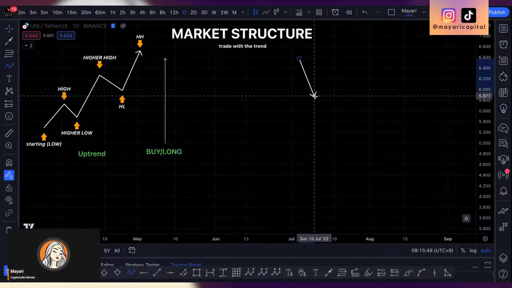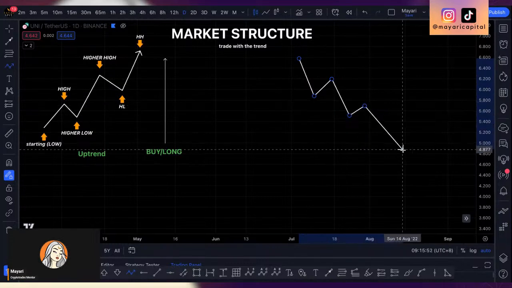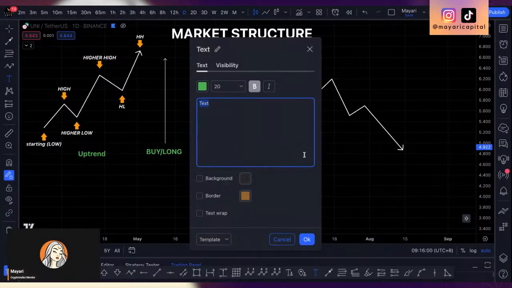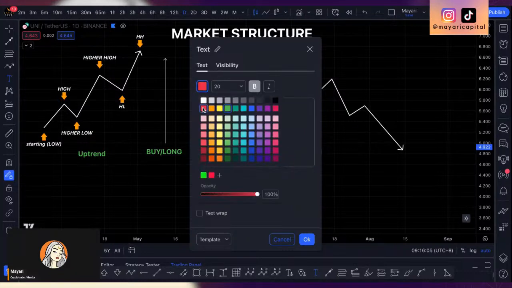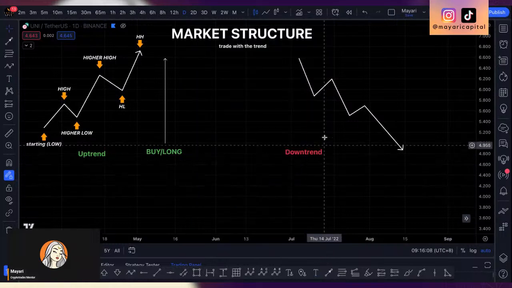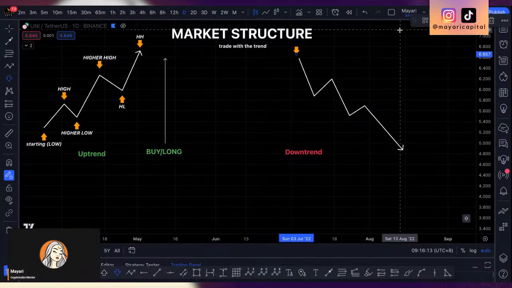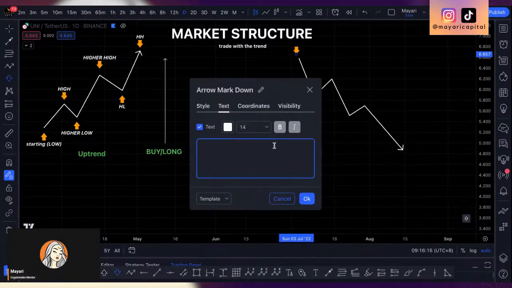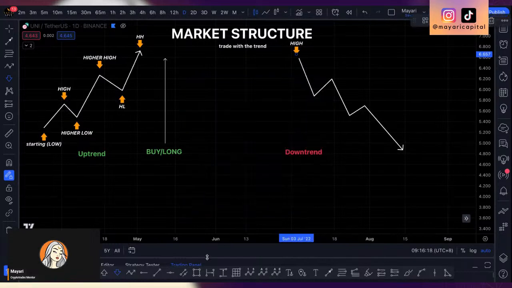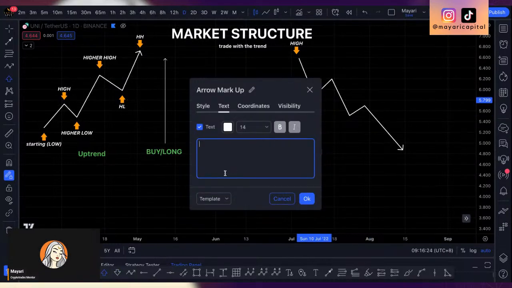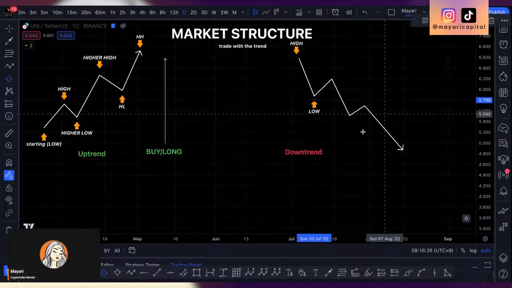So now the next market structure that we have is what we call the downtrend. So downtrend, let me write that down. So downtrend, let's consider the starting of what we're seeing right now is the high. It's a simple high, and then right here is a simple low by the structure that we are seeing right now.